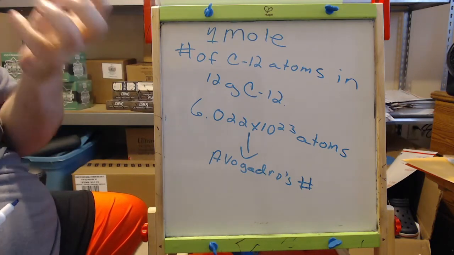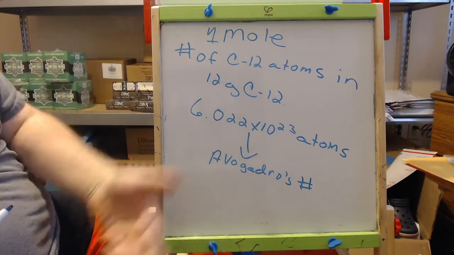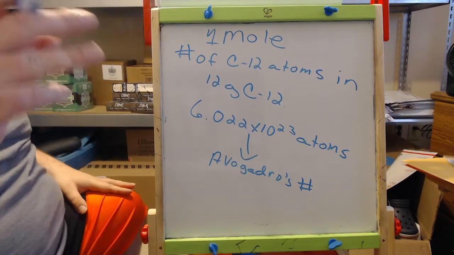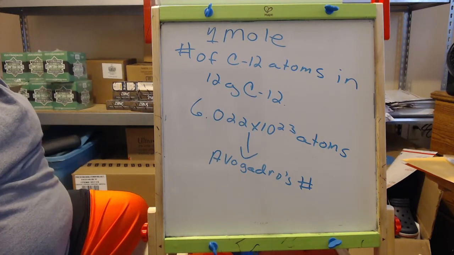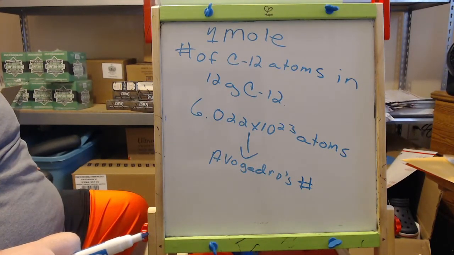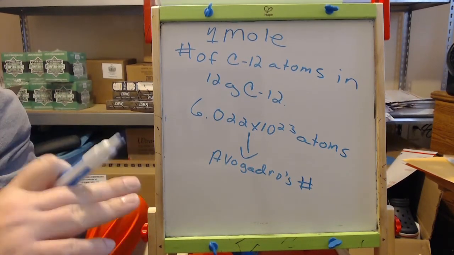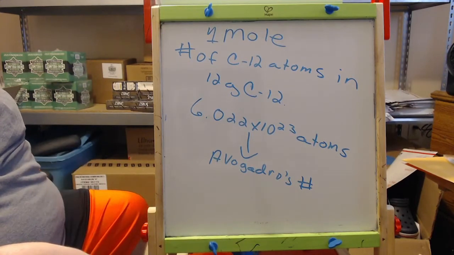If I say I have a mole of something, I have this many atoms or ions or molecules, what your book calls formula units, of that substance. And the thing is, they're all equivalent to each other. I have the same number.